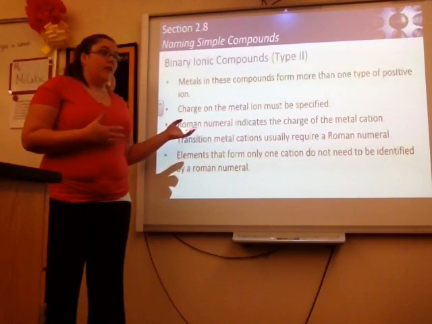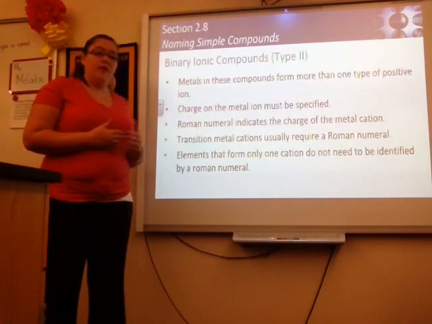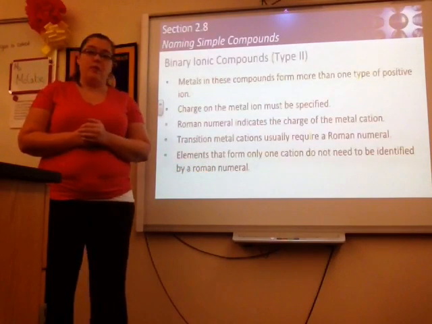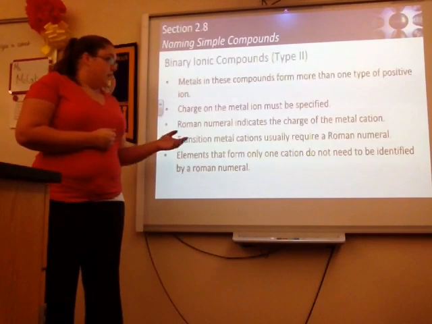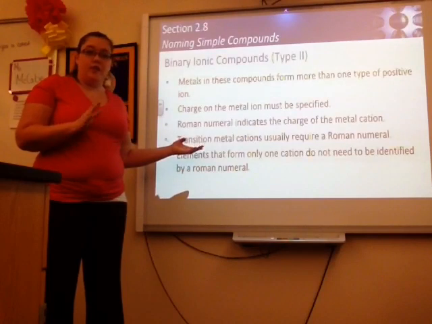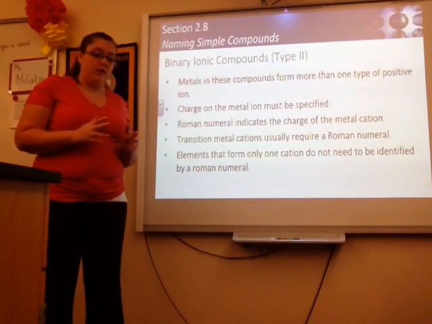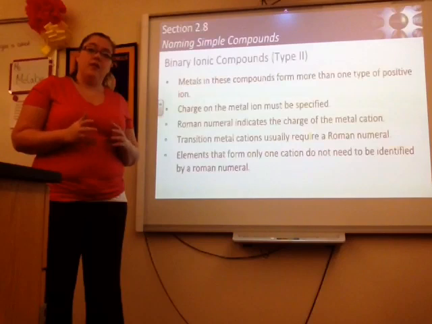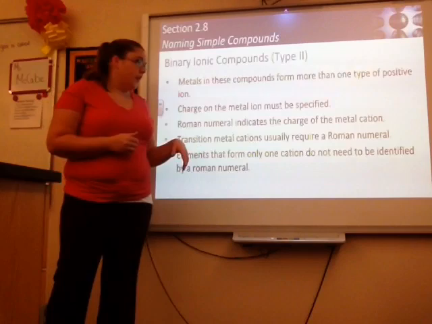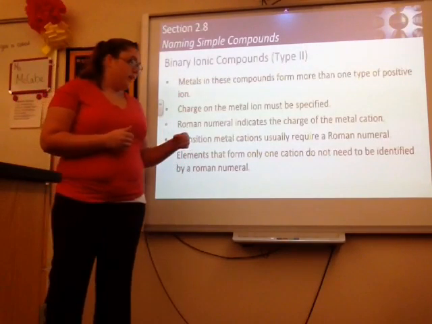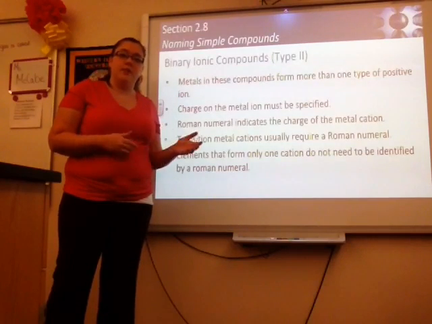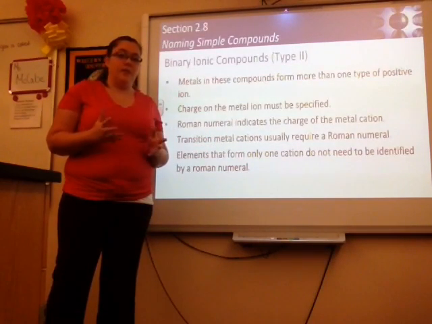In this case, we're going to have to use Roman numerals. At this point you can even underline: transition metal cations usually require Roman numerals. That's one to highlight in your notes, because if you have a transition metal in your compound and you're trying to name it, you need to understand that you're using Roman numerals. Elements that form only one cation do not need to be identified by a Roman numeral. If it only forms one, and it's a 1-to-1 ratio, you don't always need to put Roman numerals, but you can just to be safe.